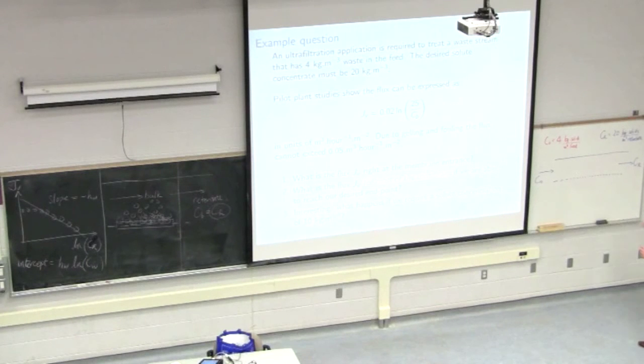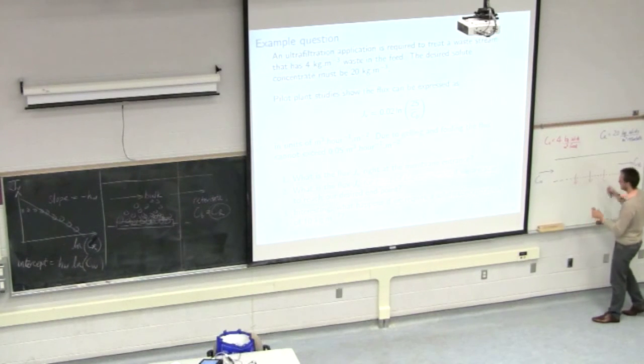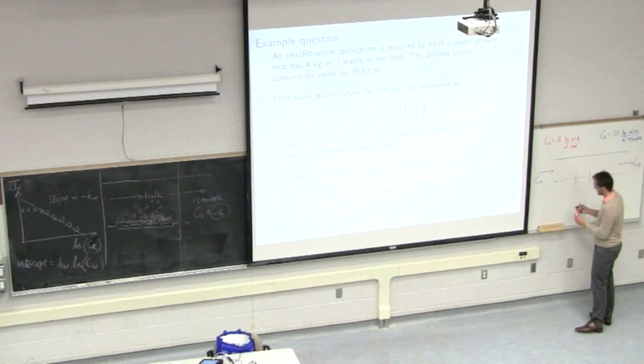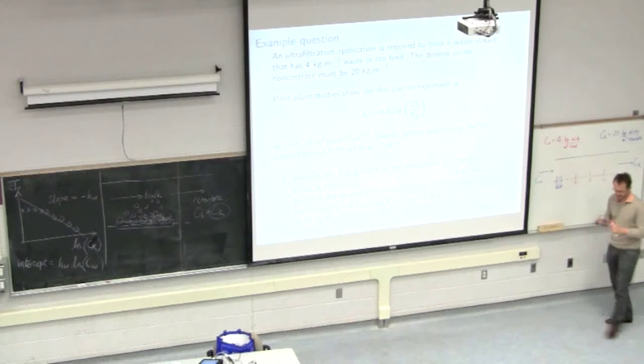Now notice, of course, that C naught is smaller than CR, as it should be, because the solids are increasing in concentration, because what's happening over here is that the liquid phase is leaving. So you've got liquid leaving here, the solids then become more and more concentrated. Now, the only reason why I'm working through this question with you is because part one asks something that may not seem intuitive. What is the flux JV right at the membrane entrance? Essentially asking, what is this flux right over here, just at the beginning?